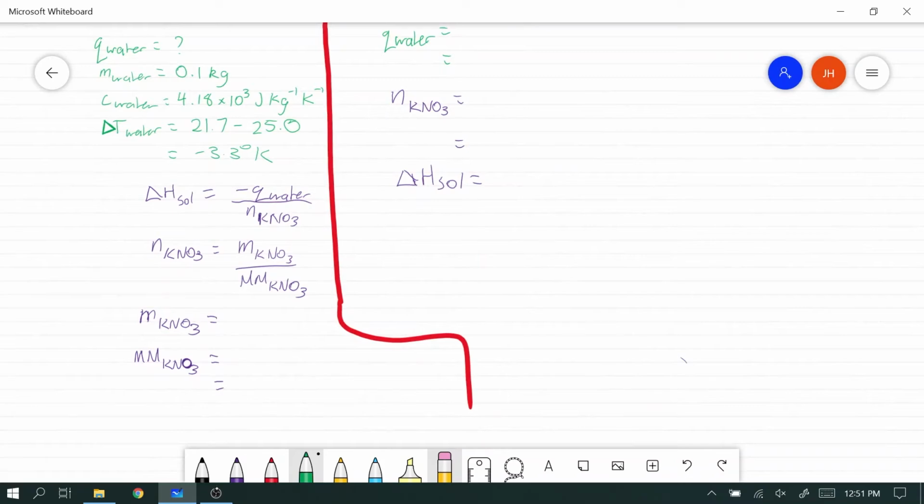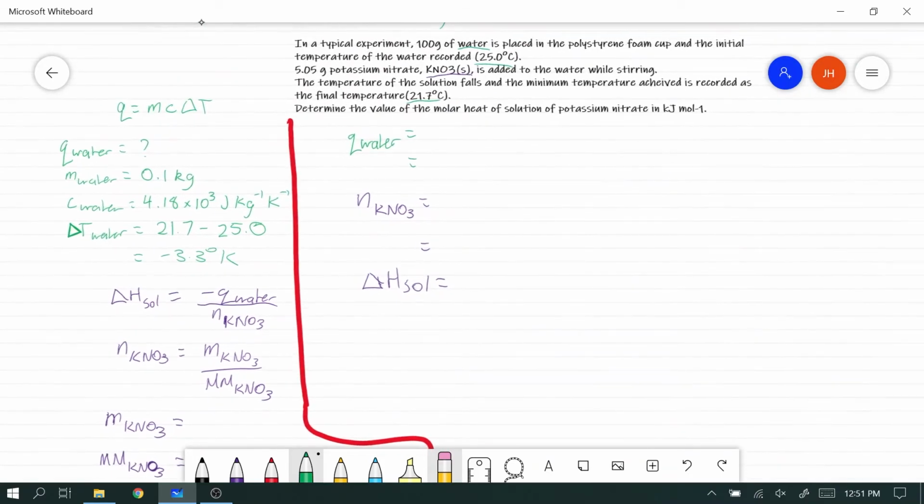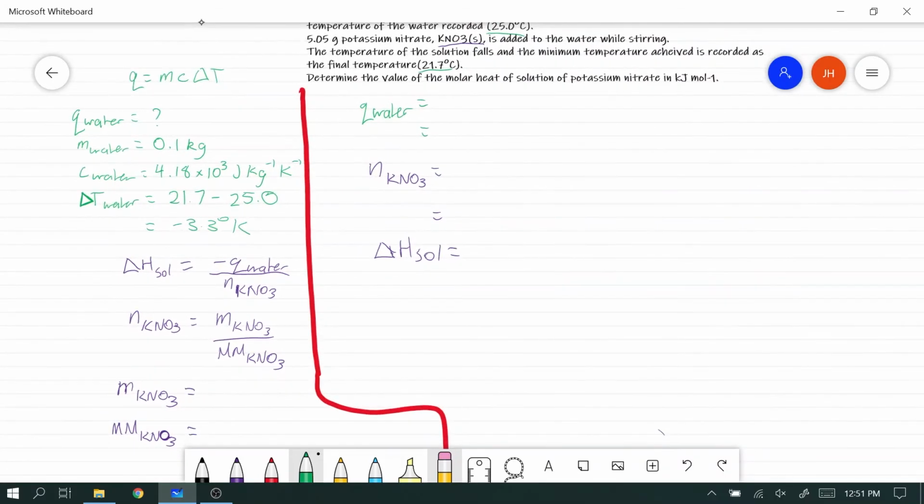Then moving down, we're going to also need to do some work around the molar heat of solution. Now for that we need Q of water, which we're calculating in our green section, but we also need the number of moles of potassium nitrate which have reacted. Now to find that we need the mass of potassium nitrate, and we also need the molar mass of potassium nitrate. The mass is being given to us, that's why we're using this equation to find the number of moles. That's information that we've been given about potassium nitrate, so we can write that down straight away.